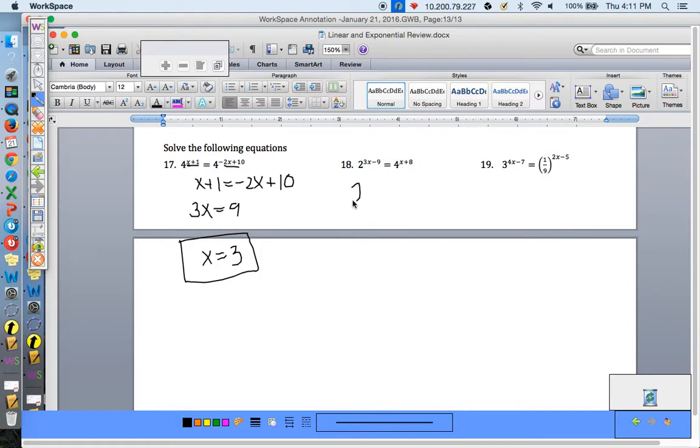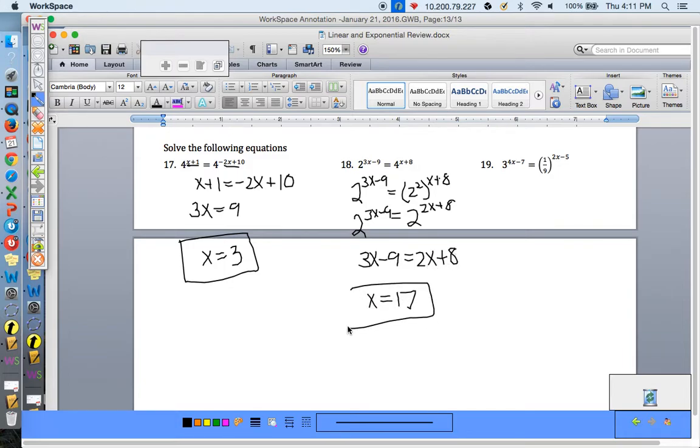How do we make our bases the same? Well, they're both powers of 2. So 4 is 2 squared to the x plus 8. So this is 2 to the 2x plus 8, 2 to the 3x minus 9. Set our exponents equal. 3x minus 9 equals 2x plus 8. So that would be x is 17.